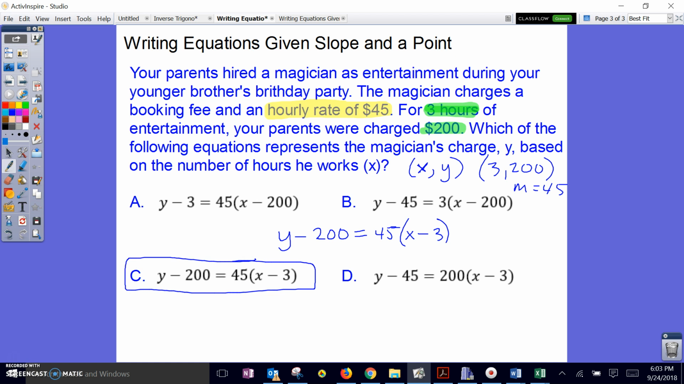Alright, so that's how we can write equations when we're given a slope and a point, and how we can do that when we're dealing with context in an application problem.